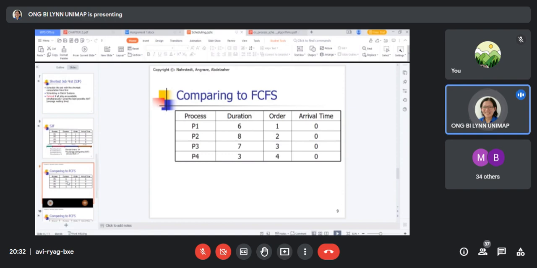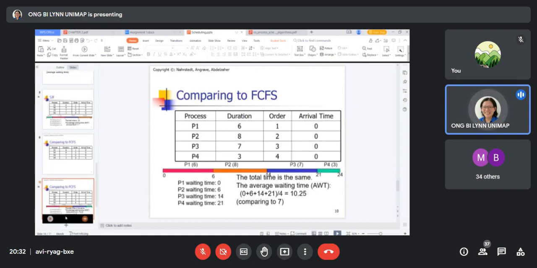It compares with first come first serve, which is to calculate the average waiting time. It will tell you that shortest job first has less waiting time. Okay, let's do it for first come first serve. Process 1 first, 0 to 6, followed by process 2, 6 plus 8 equals 14, followed by process 3, 14 plus 7 equals 21, and then we have P4, which is 3, so 21 to 24.